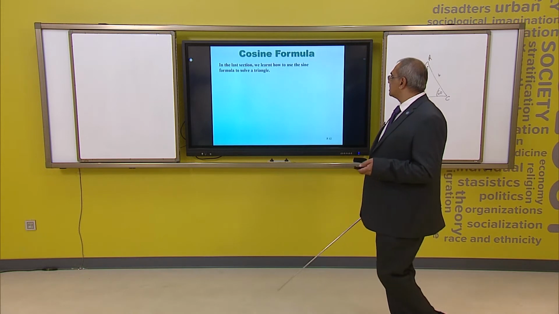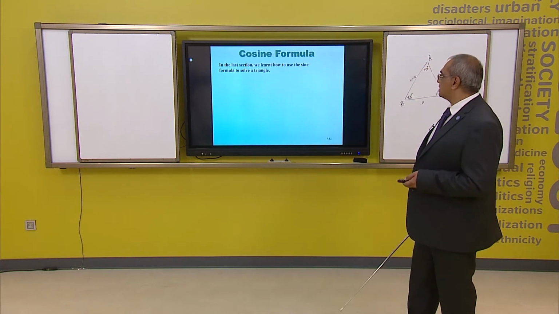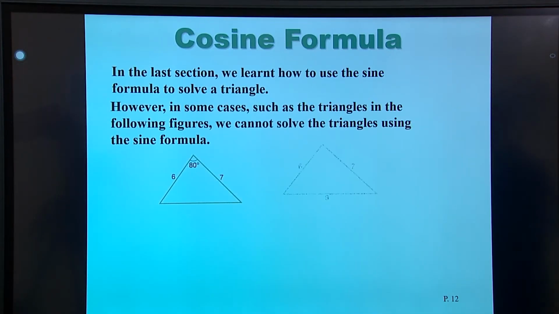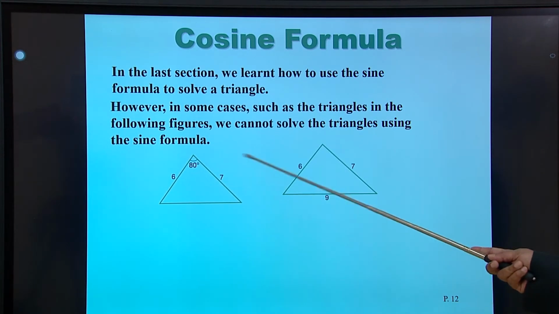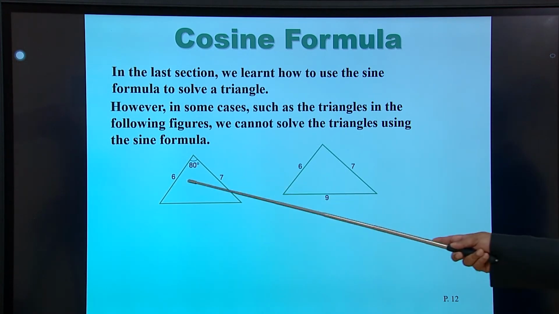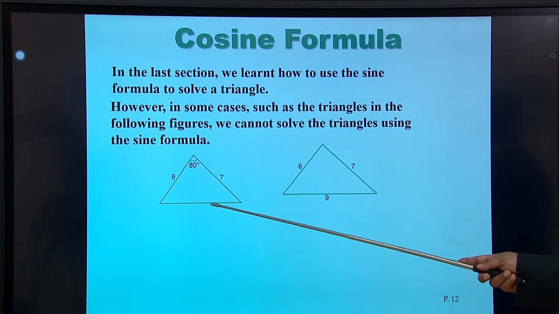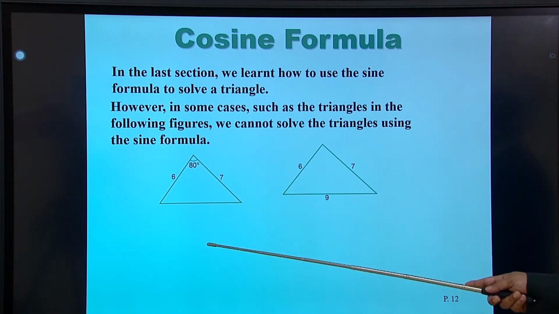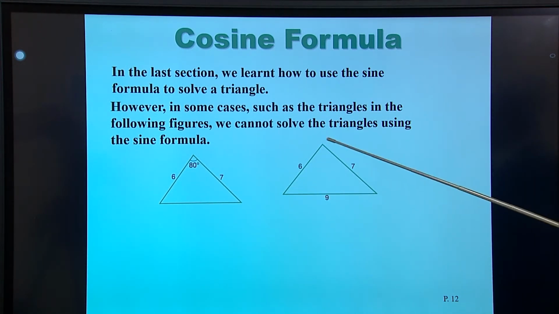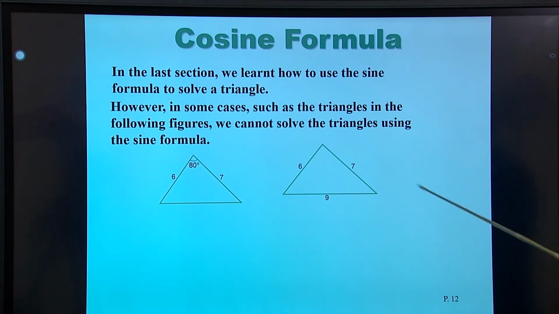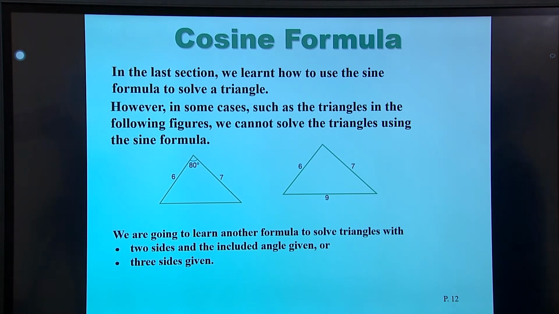All right, let's look at the cosine formula. If we have an example like this and we want to find out the side here, the sine rule will not help us. In this case, we have no angles, so we cannot use the sine rule. So how do we solve angles and sides if we are missing information? So we have another rule which is called the cosine rule.